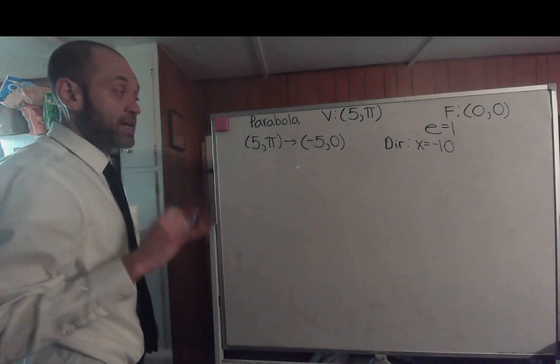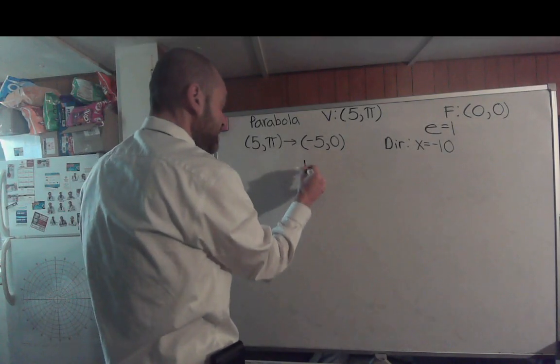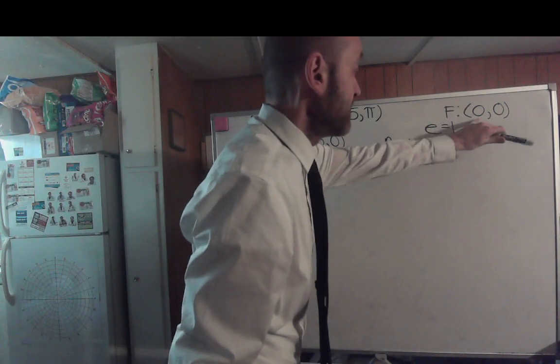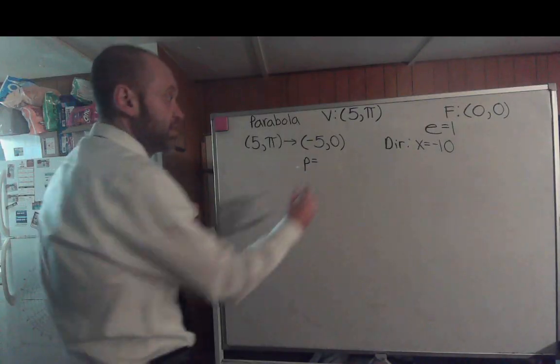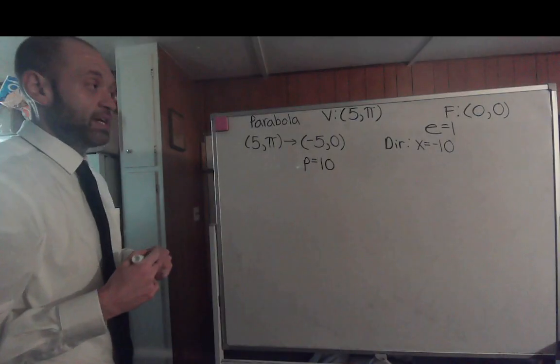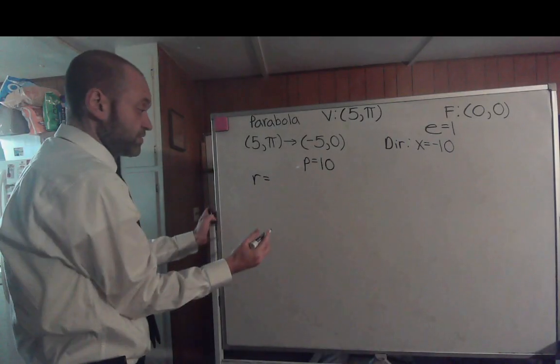Alright, so now we've got the directrix, we can now find p. Again, p is the distance from the focus to the directrix. An x-coordinate of 0 to an x-coordinate of -10, that's a distance of 10. So now we've got p to be 10. Let's go ahead and set up the general formula for the equation of a conic section.